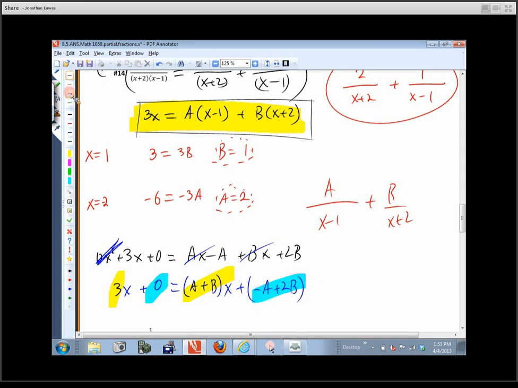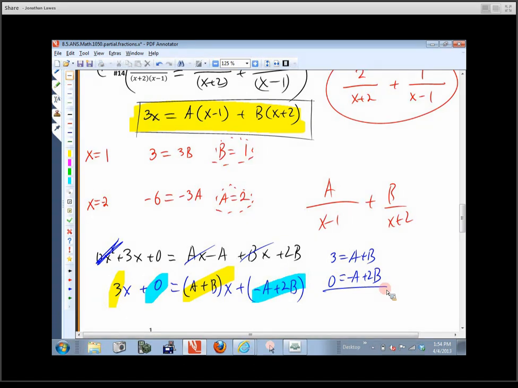So now I've got a system of equations. I know that 3 should equal a plus b, and I know that 0 should equal minus a plus 2b. Now, that's a lot of work. You can ignore everything from there back and just say, I need to solve this system of equations. I'm going to solve it by elimination. Gosh, if you wanted to make a matrix out of this and solve it using matrix equations, you could.